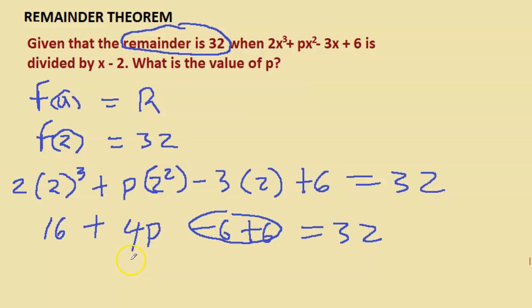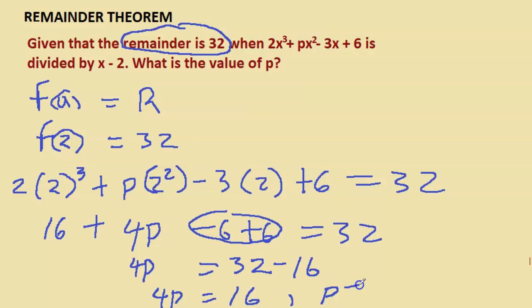So we can subtract 16 from both sides. So this 16 will be gone. And then we subtract 16 from the right hand side. If you want to call it, group the 16 with this, you become negative 16. So 4p is equal to 16. So what's the value of p? Divide both sides by 4. So hence p is equal to 4.